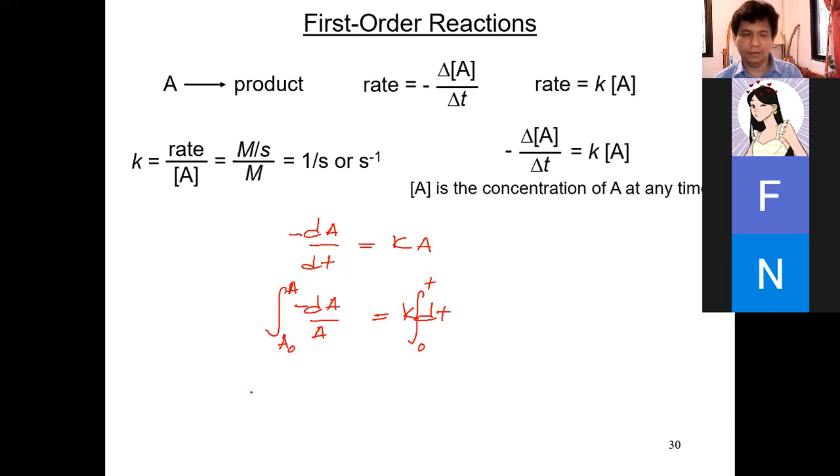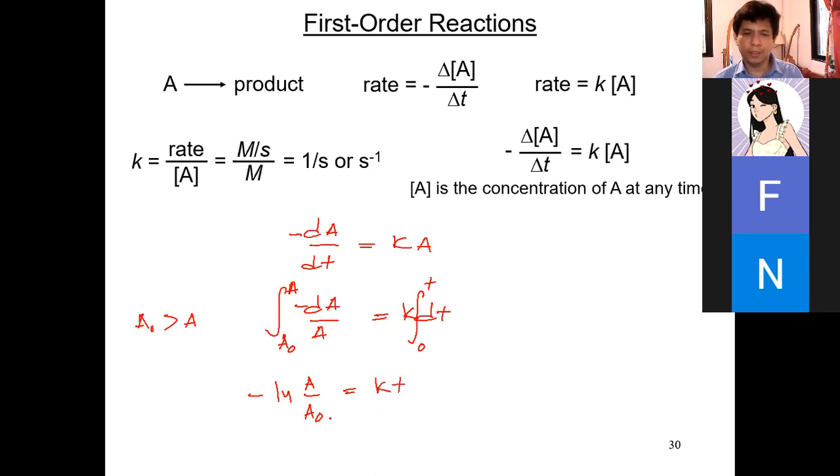So, ano ba ang integral ng dA over A? Di ba ln of A. So, you have negative ln of A divided by A sub 0. A sub 0 is the initial concentration of A. Siyempre, mas mataas yan kasi nakukonsume ang A, is a reactant. Kumbaga, A sub 0 is always, or generally, greater than A, di ba? Tapos sa kabilang side, we have kt.